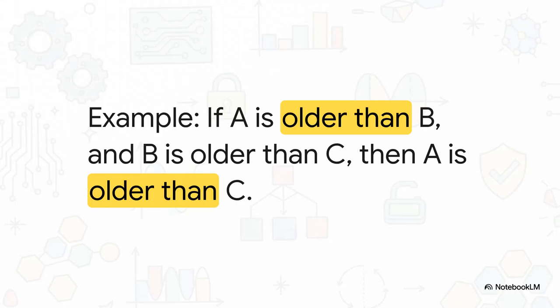The "is older than" relation is the perfect real-world example of this. I mean, if we know for a fact that Alice is older than Bob, and we know that Bob is older than Charlie, we don't need any more information to know for sure that Alice is older than Charlie.